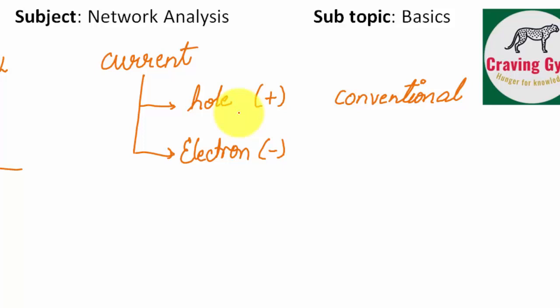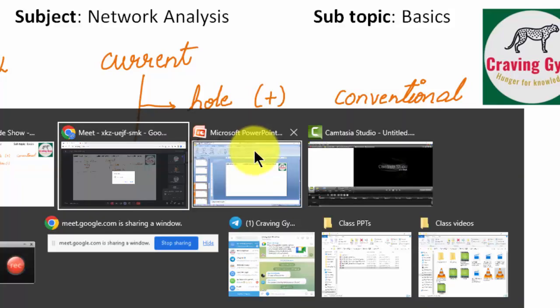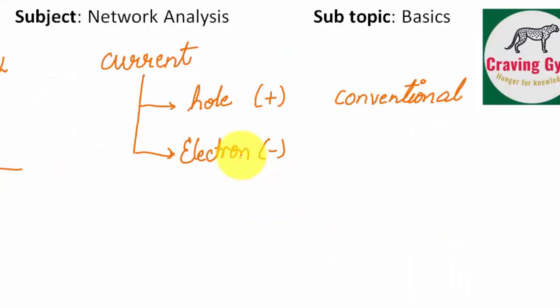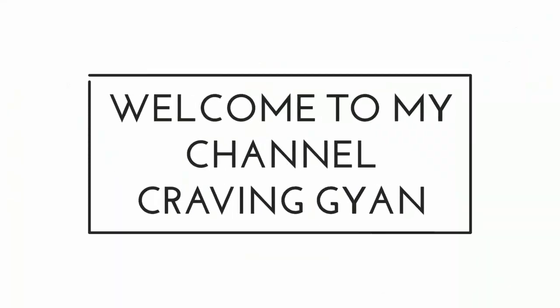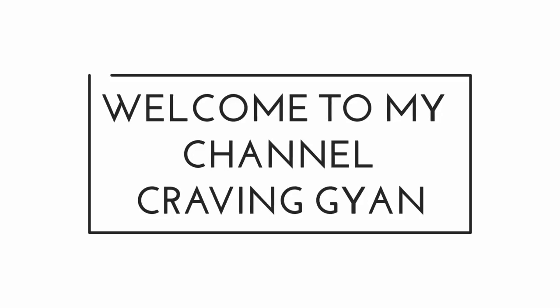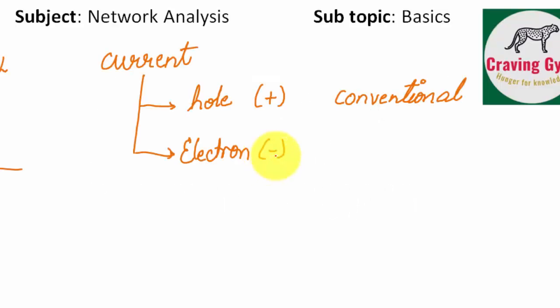But in networks, you try to take this absence of electron as a hole. Absence of electron, you try to consider it as a hole. Now, look at the things carefully. What we have told is absence of electron is a hole. But in the EDC subject, we will be violating the statement.